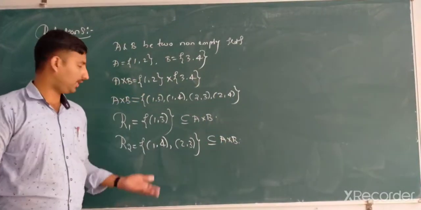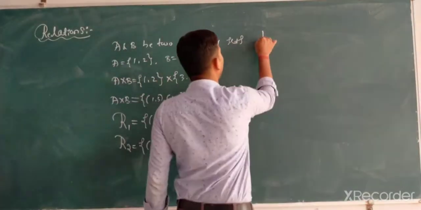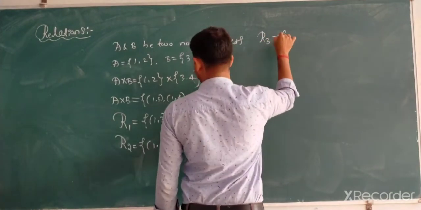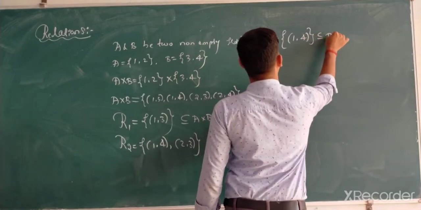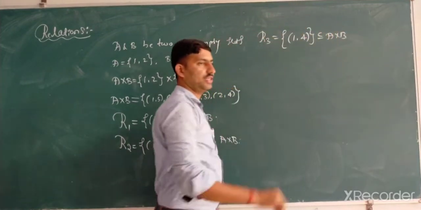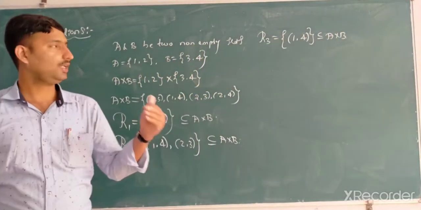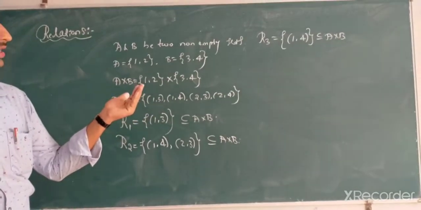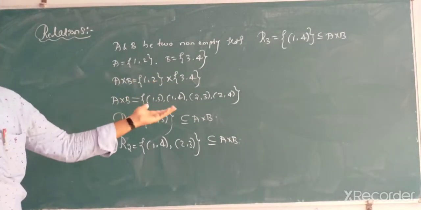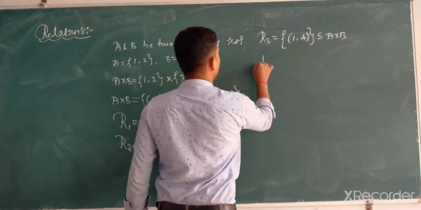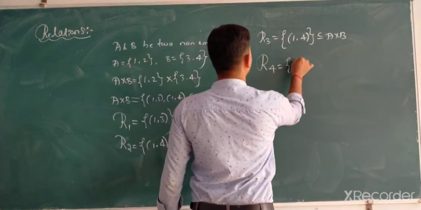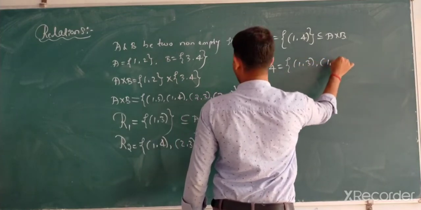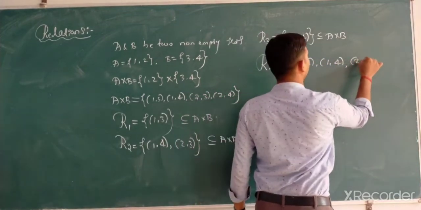Again, sir, R3, you can write R3. Yes, I will write R3. R3 is equal to (1, 4), which is a subset of A cross B. Sir, is this the R3 relation, or this is the relation? You can write one more relation. Yes, the answer is yes. That is R4. R4 is nothing but (1, 3), (1, 4), (2, 3).